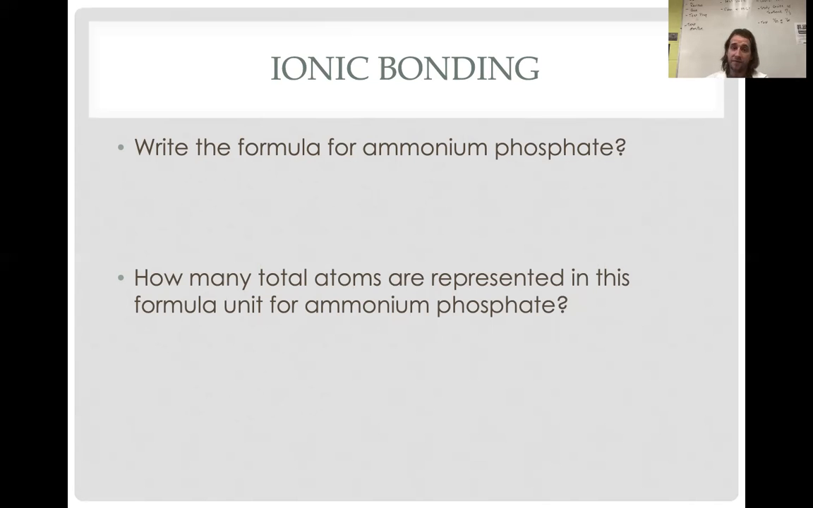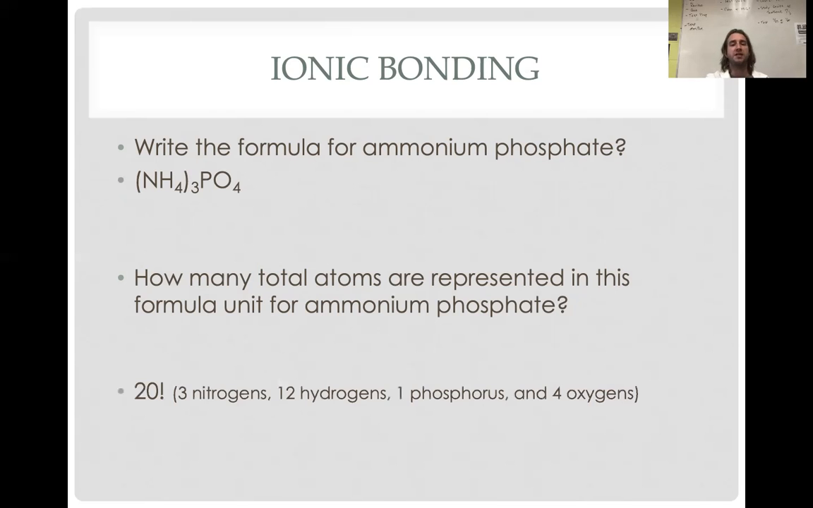So, ammonium phosphate. Pause. Ammonium phosphate. Ammonium is NH4 1+, phosphate's PO4 3-. When you put them together, you end up with (NH4)3PO4. If you want to know how many total atoms are in that unit or in that molecule, you would have to distribute the 3 in. So it's 3 nitrogen plus 12 hydrogen gets us 15, plus 1 more phosphorus is 16, plus 4 oxygens is 20. So it's 20 atoms total. Your math teacher's proud. You got to distribute if it's outside the parentheses.